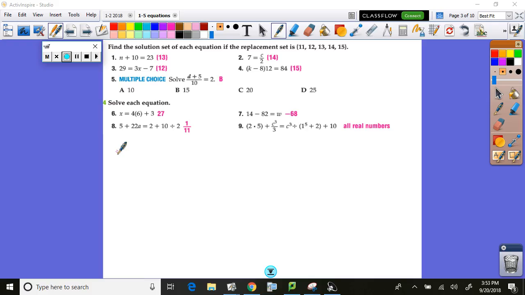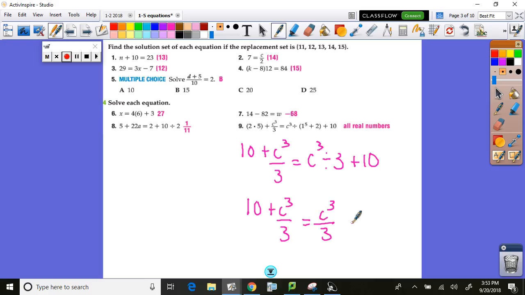So number 9, what I want to do first of all is simplify it. So 2 times 5 is 10, plus c cubed over 3 equals, I want to simplify that, so that's c cubed divided by 1 to the 5th is 1 plus 2, so that's 3 plus 10. Another way of writing c cubed divided by 3 is c cubed over 3.